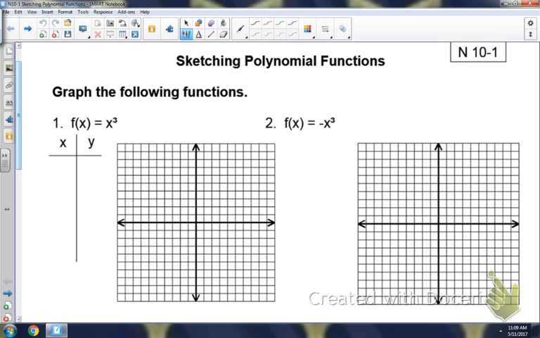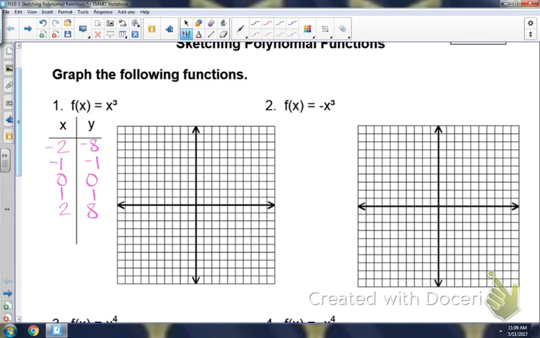The smallest x value that we can plug in for it to plot on the graph is -2. -2 cubed, you get -8. -1 cubed, you get -1. 0 cubed, you get 0. 1 cubed, you get 1. And 2 cubed, you get 8. So we've already looked at what a cubic graph looks like, but let's go ahead and plot these points. So it will be increasing from left to right.